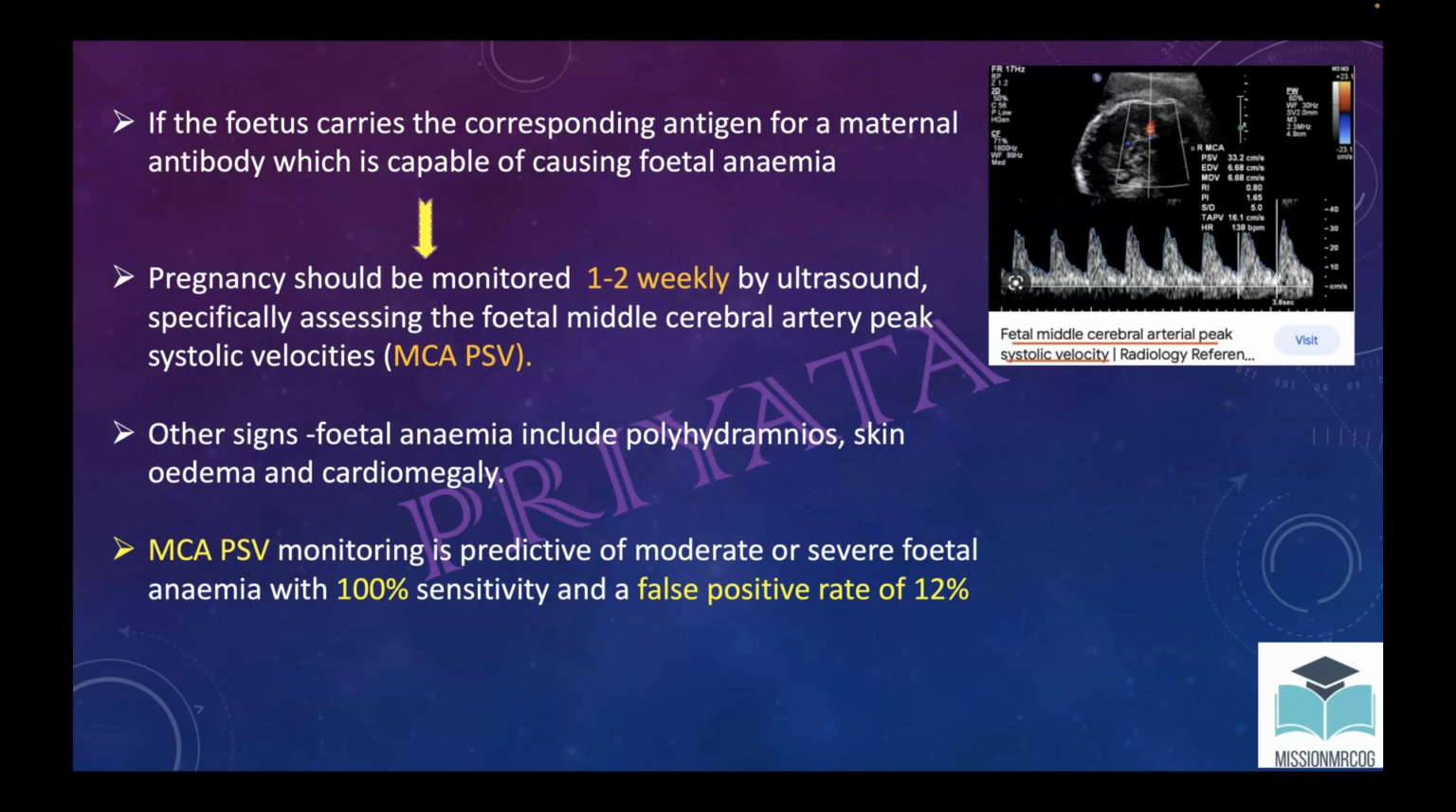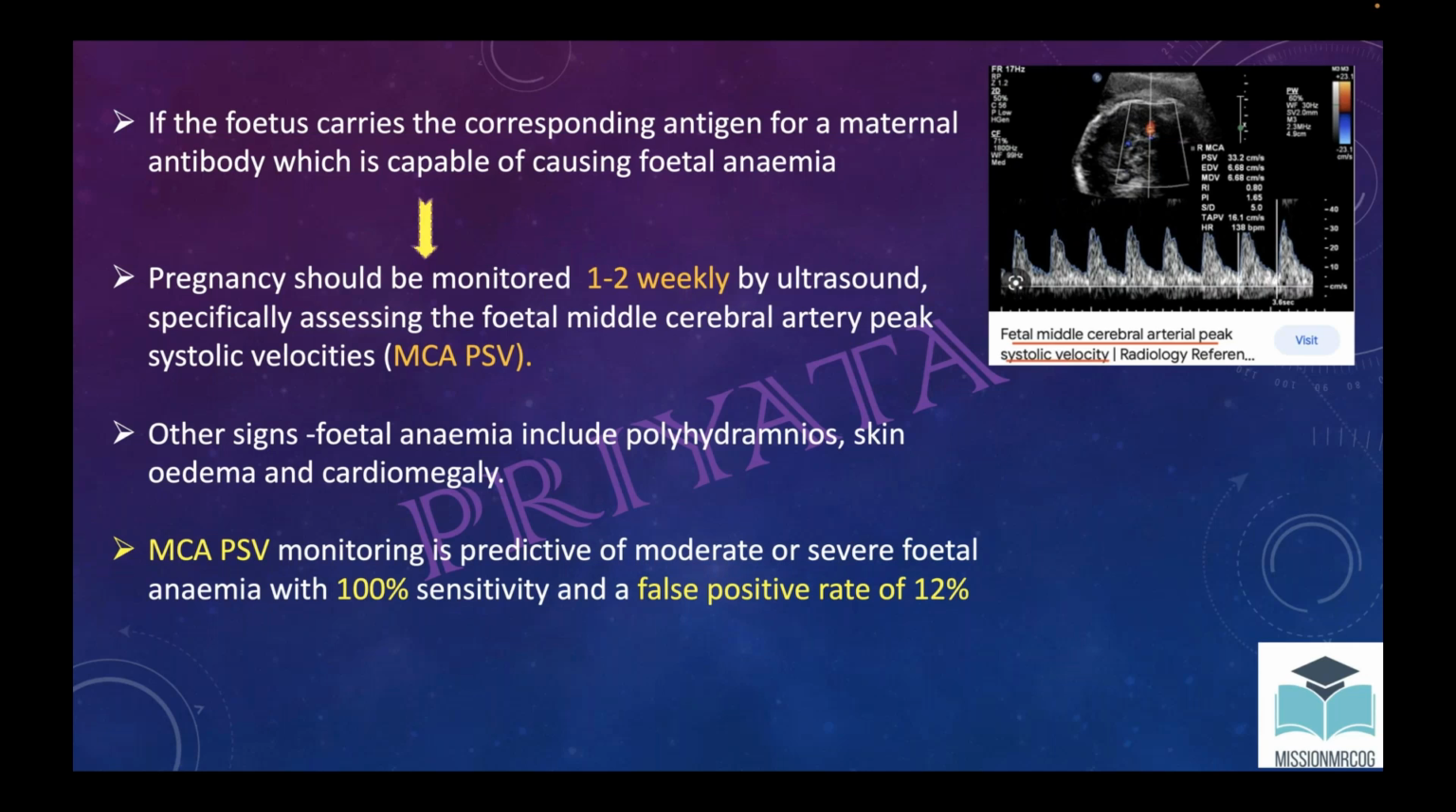Usually at the middle cerebral artery Doppler, they check the peak PSV, that is the peak systolic velocities. As we already read, if the antibodies are there at a certain level, there will be a risk of anemia. They will go to the fetal medicine unit, and the women will be called 1 to 2 weekly. Why? Because they will do MCA PSV. With this they are able to detect it early, and if they detect it early, then appropriate treatment in the form of intrauterine transfusion can be done.